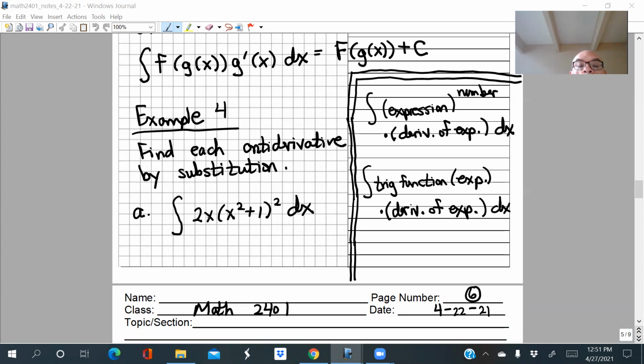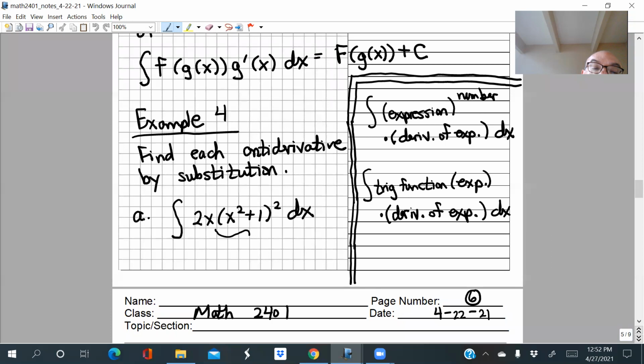When you first look at this, it looks overwhelming. It looks like it's going to be very difficult to integrate, and it could be kind of hard. Actually, there are multiple ways we could go about doing this integration. But the key thing I want you to look for is this expression, x squared plus 1, raised to a power. That's what I want you to focus on.